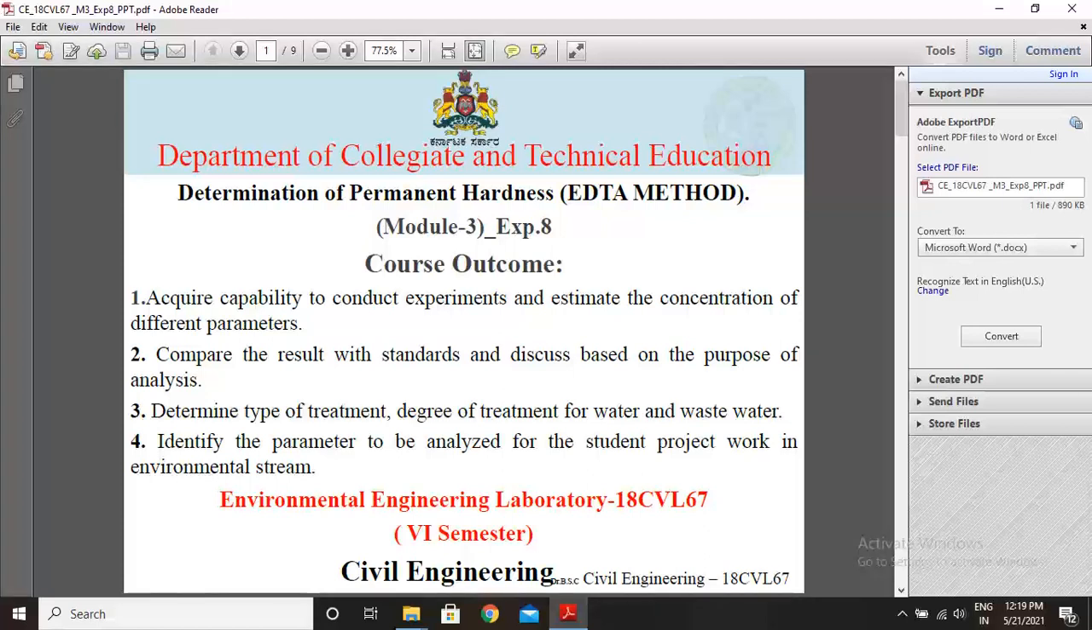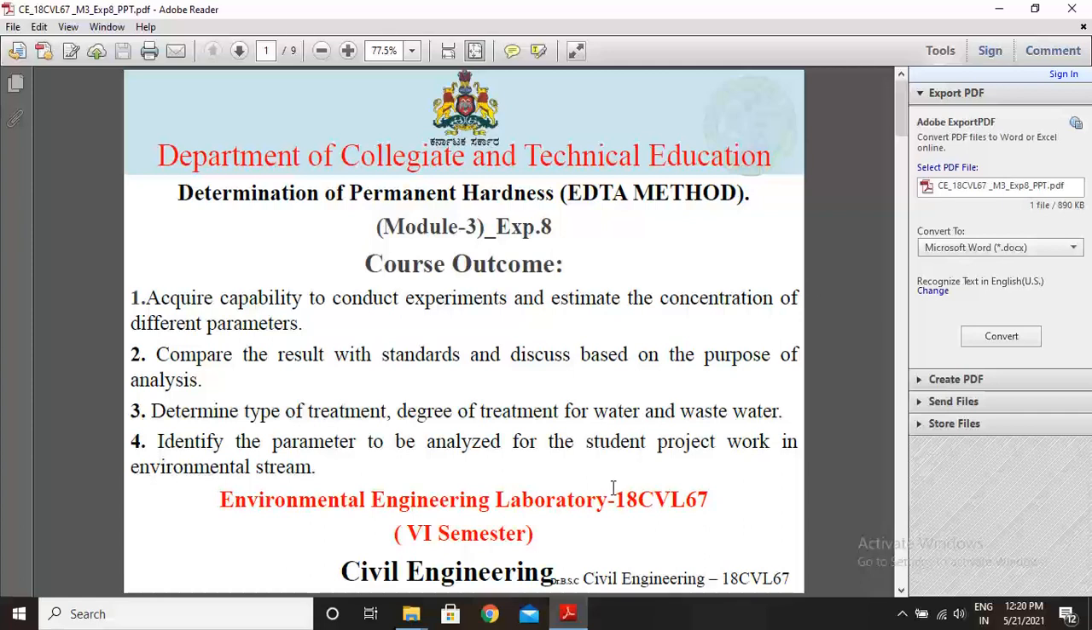Today I want to start experiment 8. The title of the experiment is Determination of Permanent Hardness by EDTA method for the given water sample or sewage samples. Okay, so today's course outcomes are given for this title and subject.